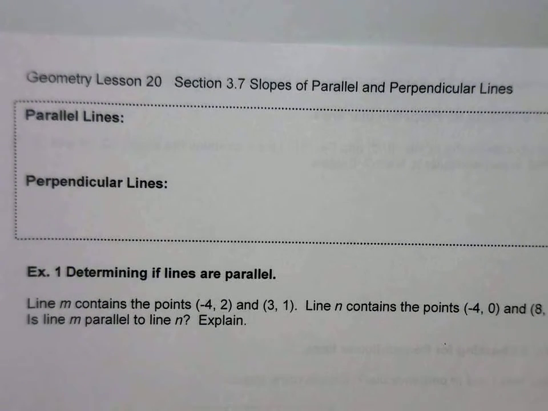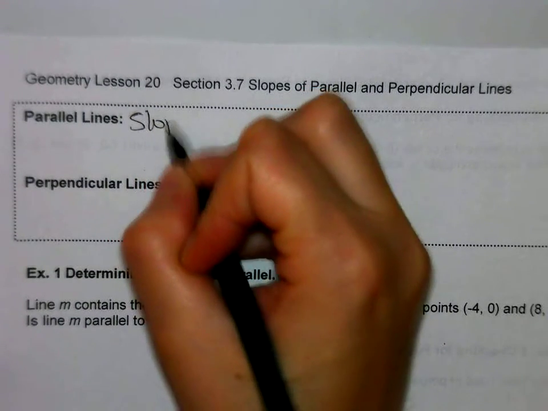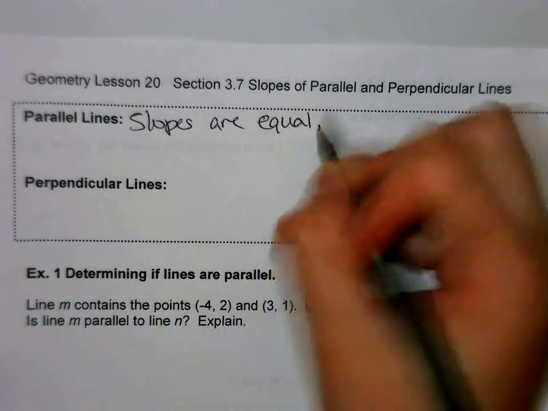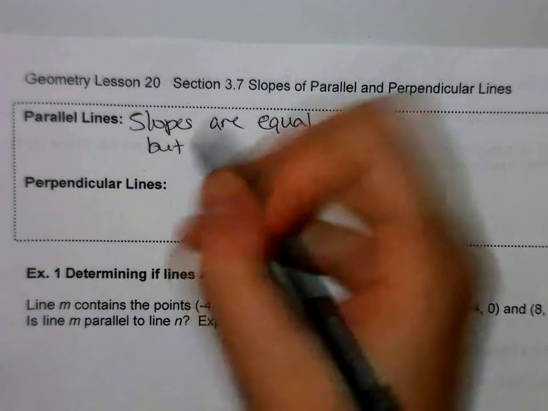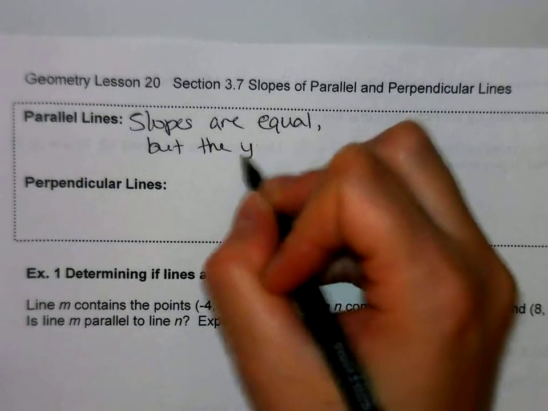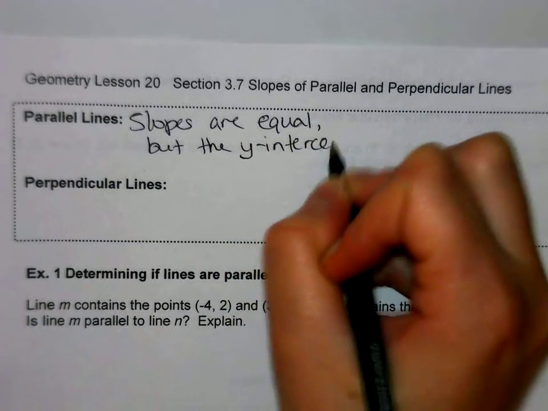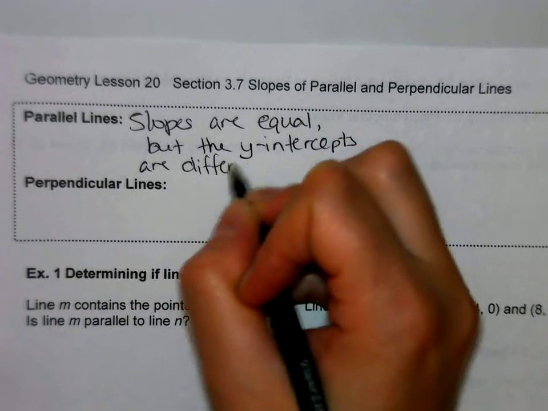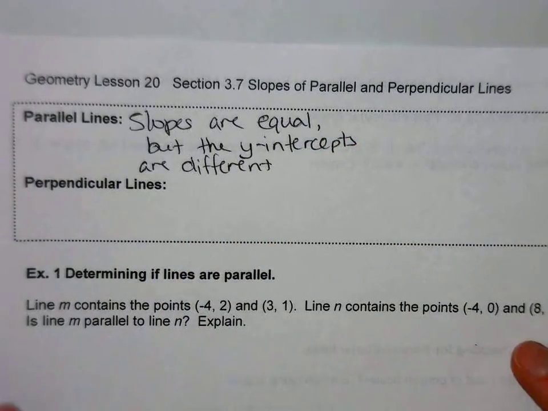Today we are going to start looking at parallel and perpendicular lines and their slopes. Parallel lines have slopes which are equal, but the y-intercepts are different.